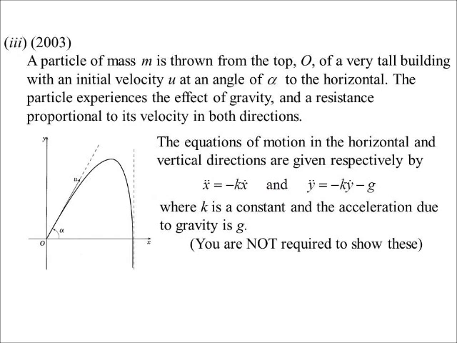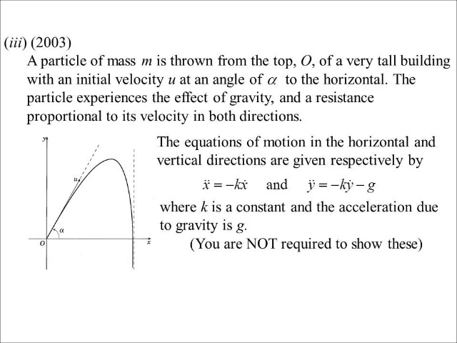We're throwing from the top of a tall building, initial velocity u. So a typical projectile motion question, but they've added in not only gravity, it has a resistance, and that resistance is going to be proportional to its velocity. Okay? So to help us out, they've given us the equations of motion. We didn't have to derive them for this question. So horizontally, we'd end up with minus k x dot, and vertically we get minus k y dot minus g.